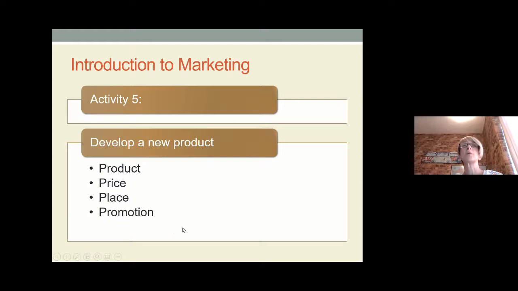Okay, so for activity 5, this is something that you could go away and do in your own time. Think about developing a new product. Have you got an idea for a product? What is that product? What price would you charge? The place, where would you sell it? Could you sell it online, or would you have a physical shop? And what promotion methods would you use to get the knowledge of that product out to customers?